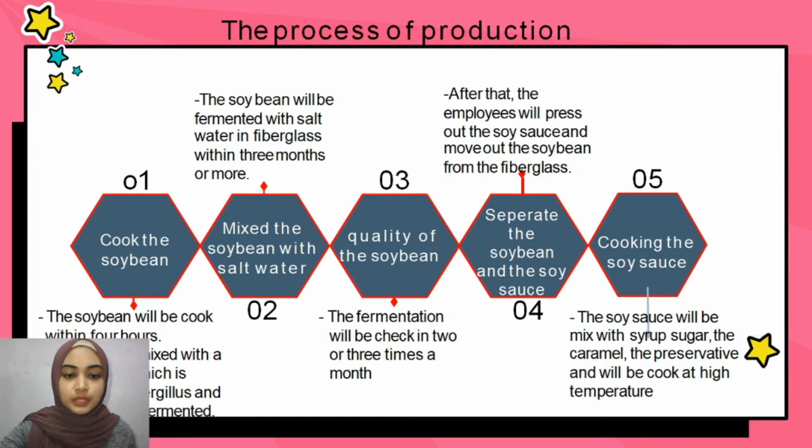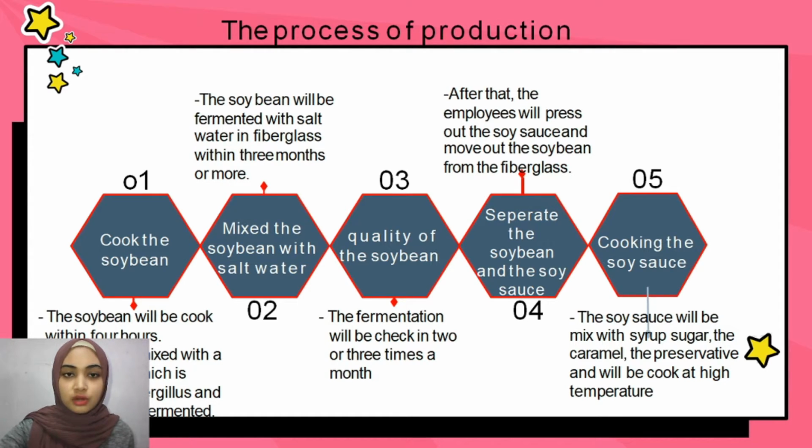Okay. The next process is mixing the soybean with salt water, where the soybean will be fermented with salt water in the fiberglass for 3 months or more than 3 months. Not only that, the salt that we use is also imported from Australia to make sure that we have high quality of production.